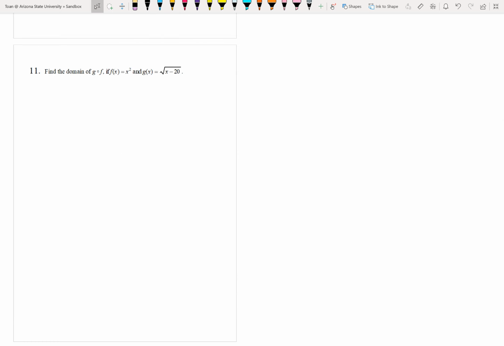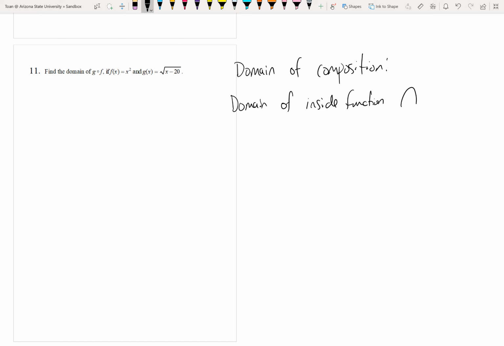Number 11 is basically the same thing, except I asked you to find the domain. So the idea is the domain of a composition is the domain of your inside function intersect the domain of your answer function. So although it doesn't ask us to find it, we're going to have to actually find the composition before I find the domain. So let's do g of f.